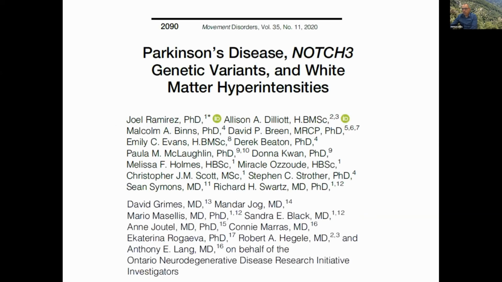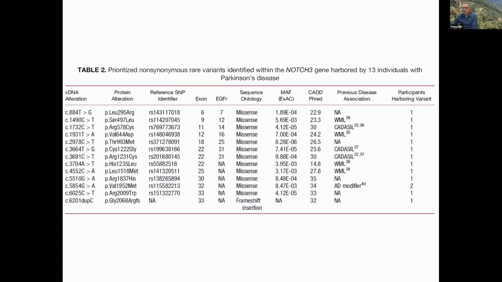So the first one I'm going to describe to you just briefly, just give you the highlights from, is Parkinson's disease, Notch3 genetic variants, and white matter hyperintensities. In the ONDRI cohort, 139 PD patients contributed DNA samples. In this cohort, 14 variants were identified within the Notch3 gene, which is the gene that causes CADASIL, mutations in which cause CADASIL. Now, these variants that we discovered were rare variants.